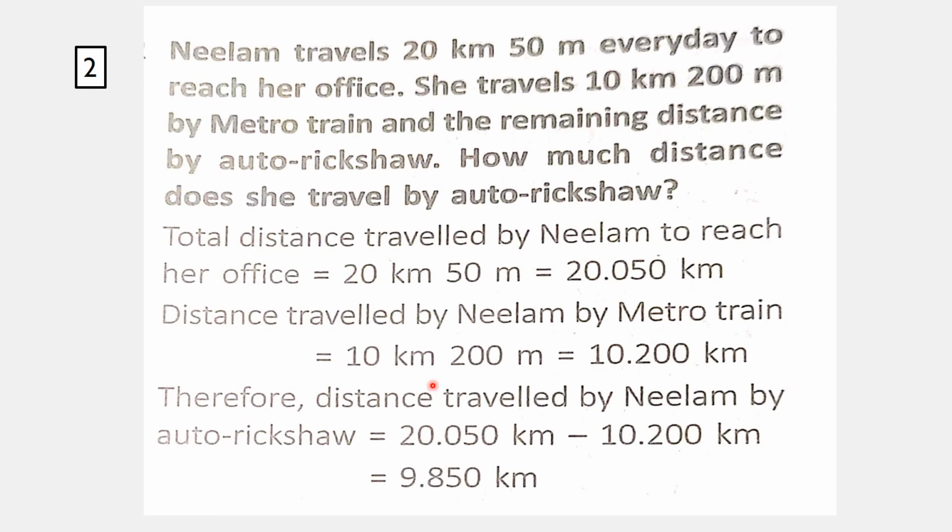Now distance traveled by Neelam by metro trains is 10 kilometer 200 meters. So 10 kilometer, and if you change this into kilometer you will divide by 1000. So on dividing by 1000 you get 0.200 kilometers. So on adding you get 10.200 kilometer. So therefore the distance traveled by Neelam by auto rickshaw is 20.050 minus 10.200 kilometers. So on subtracting, you get 9.850 kilometers.